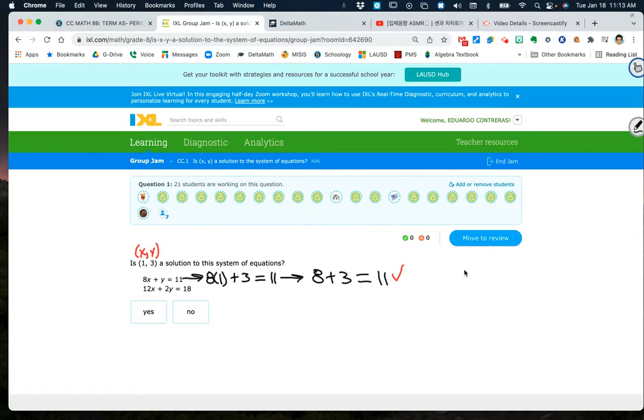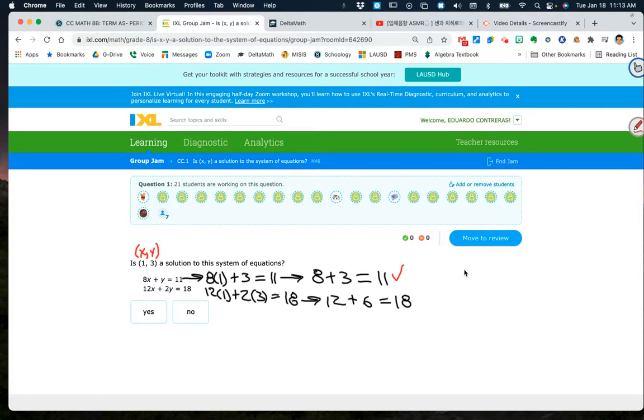So let's replace 1 and 3 in the second equation. So it's going to be 12 times x means 12 times 1, plus 2 times y means 2 times 3. And this time we want that to equal 18. Okay, let's check it out. 12 times 1 is 12. So I write this is 12. And 2 times 3 is 6. And we want that to equal 18. That works as well, right?